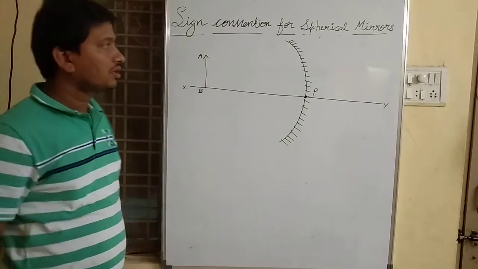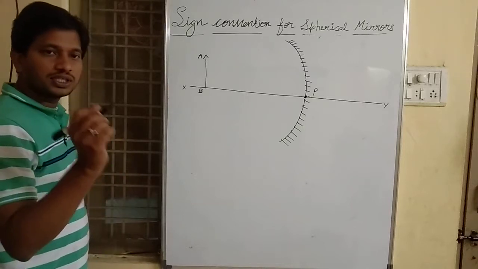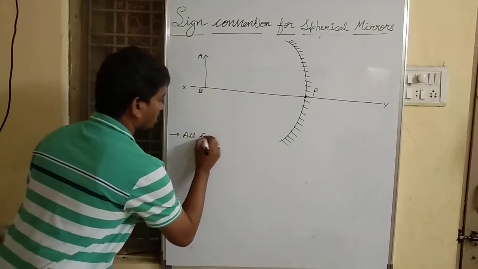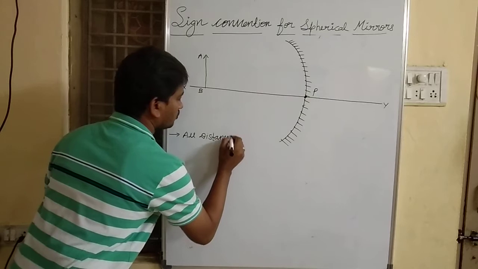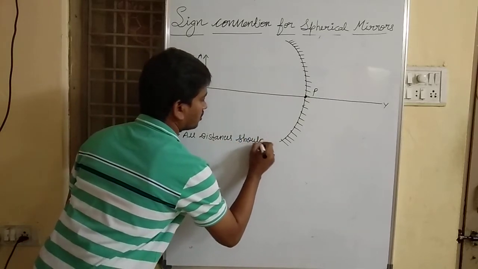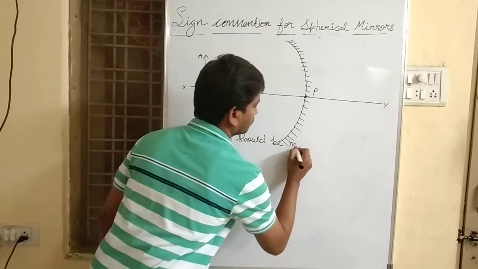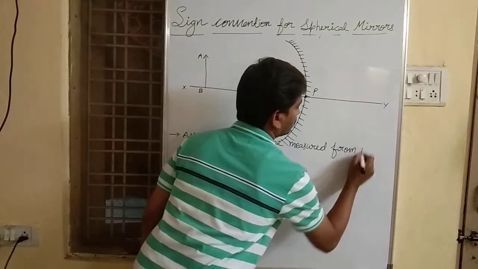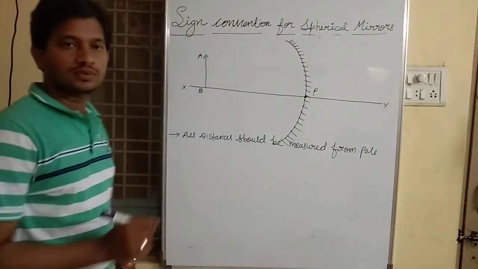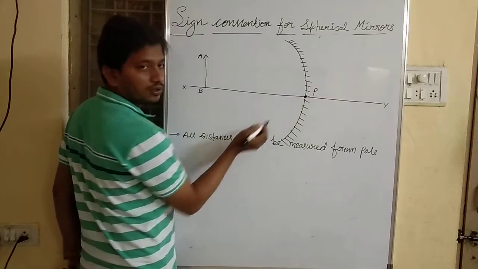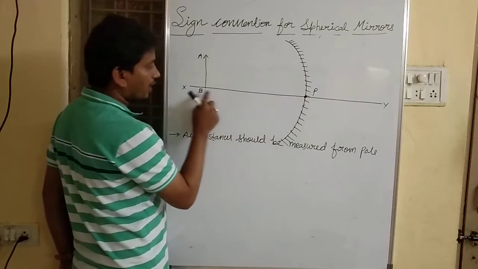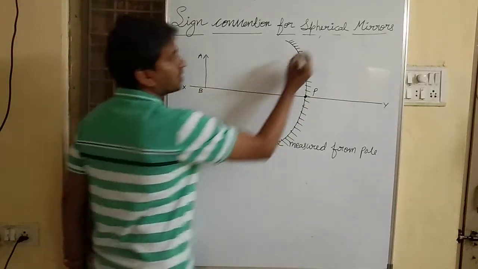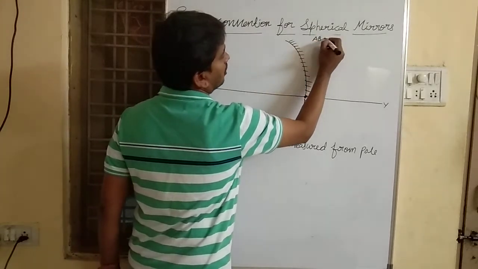According to the sign convention, the first point is that all distances should be measured from the pole. Where is the pole? Here is the pole. I mean the distance between the pole and the object. So this is our pole and AB is our object.